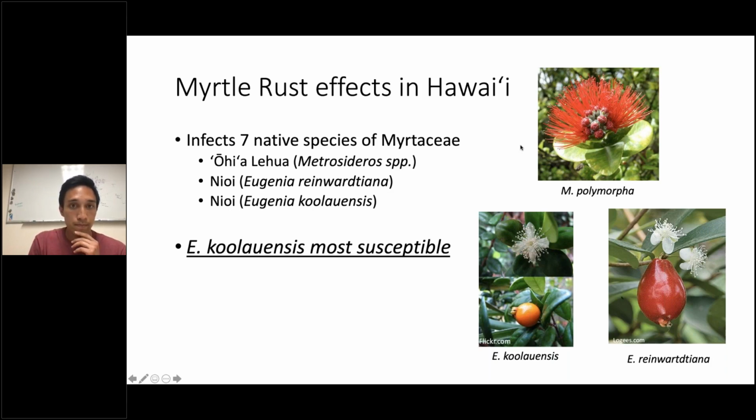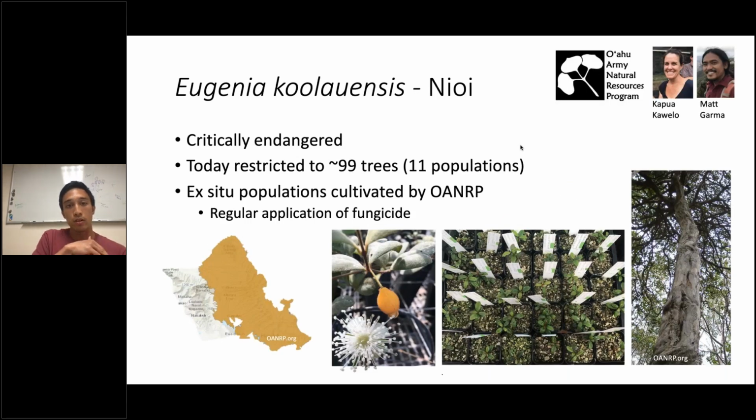A little more background on Eugenia koolauensis. I'll just call it nioi from now on. It's a bit of a mouthful otherwise. Like I said, it's critically endangered. Nowadays, it's restricted to about 99 trees distributed across 11 populations on the island of Oahu. Historically, I believe it was on Molokai and maybe another island. But it's very sparse nowadays.